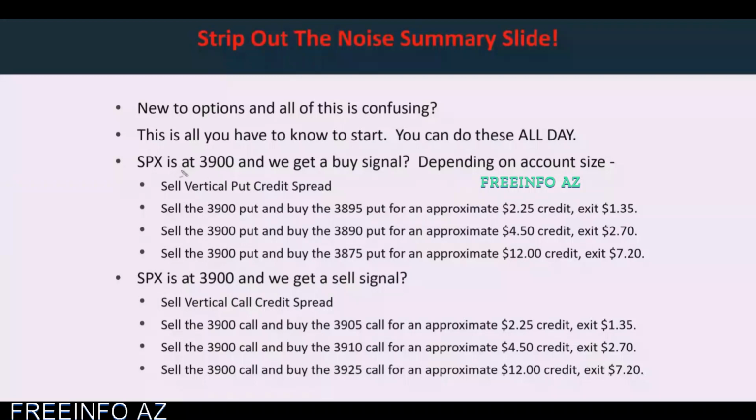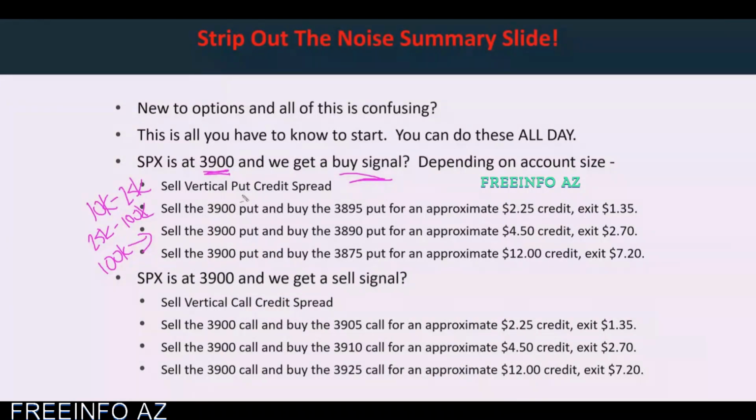So let's say here that the S&P SPX is at 3,900 and we get a buy signal, right? And we're going to talk about what those are later. Now, depending on your account size, let's call this a 10K account, 10K to 25K, give or take. And this could be 25K to 100K, and this could be 100K and above. Those are just guidelines, right? So I get a buy signal.